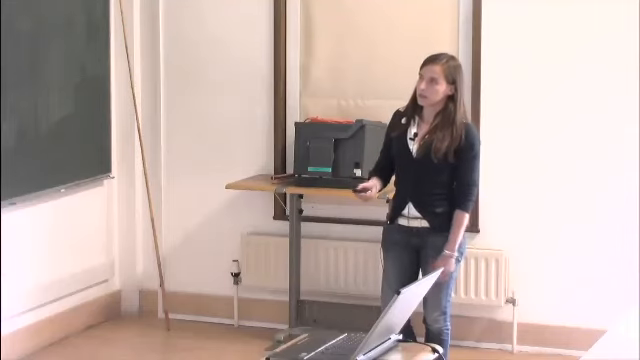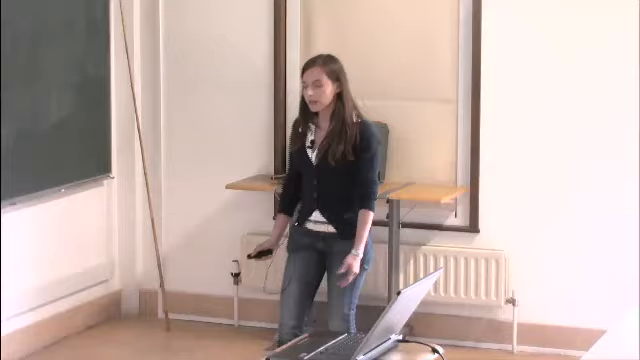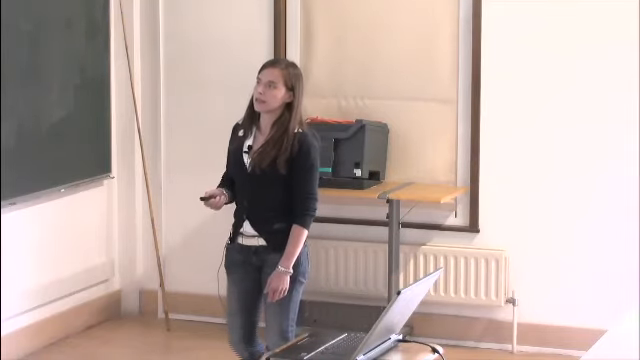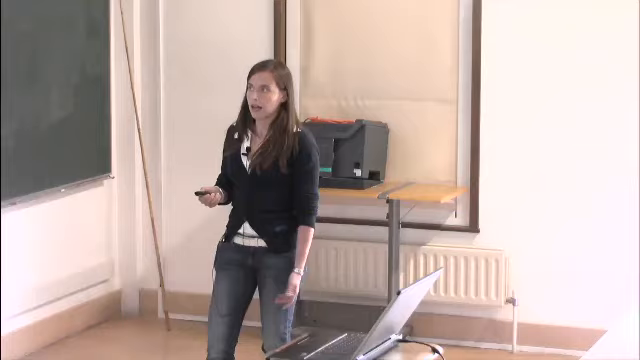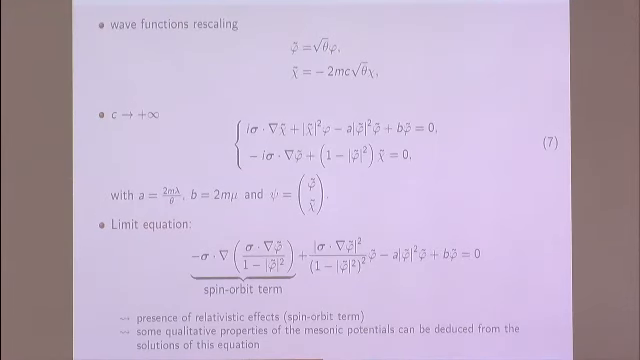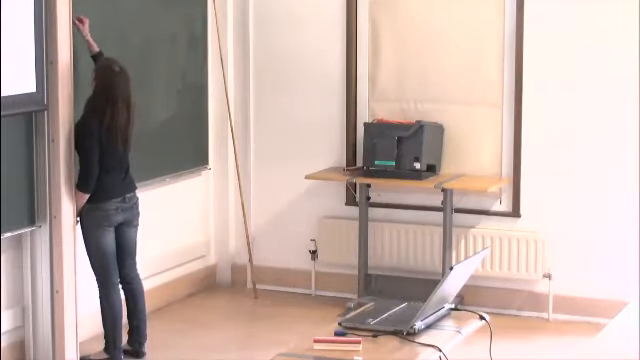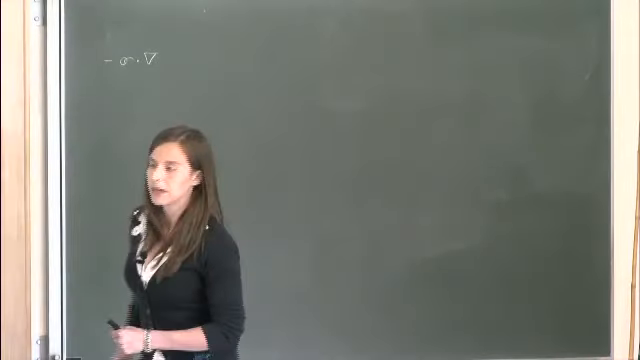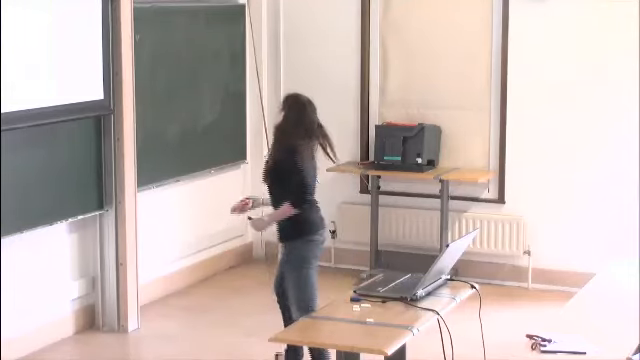Why is this equation so interesting? First, the non-relativistic limit equation can be studied in an easier way than the relativistic one, but it still contains some relativistic effects, as for example the spin orbit term. Indeed, if we analyze in more detail this operator here, we can write the following expression. Okay, we can develop the operator and write directly this.